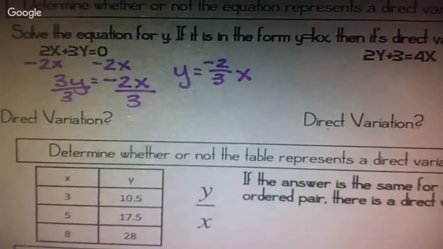In order to tell whether this is direct variation or not, is there a number that's being multiplied to x? Yes. It doesn't matter that it's a fraction. It doesn't matter that it's negative. There just has to be some number multiplied against x. So we're good. What is my y-intercept? 0. So this is direct variation.